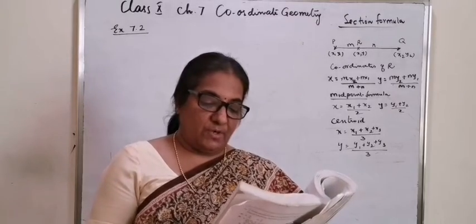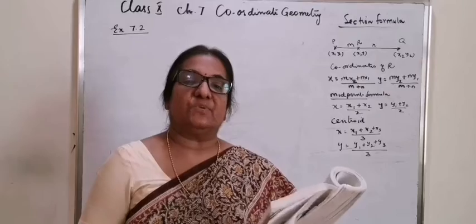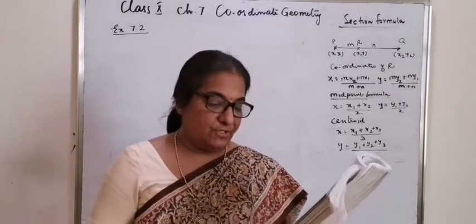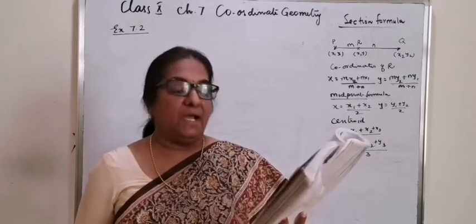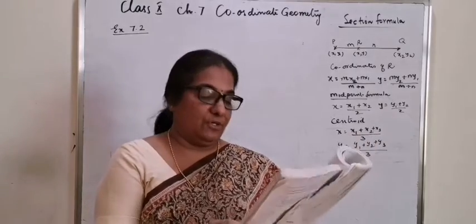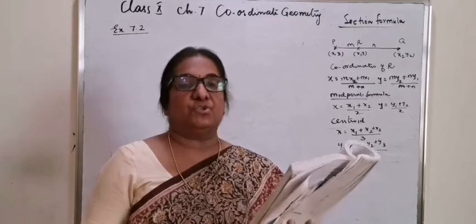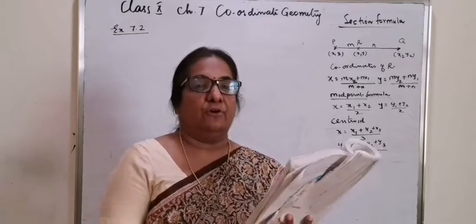Find the ratio in which the line segment joining the points. That means if you compare this with the general formula, the point P (x1, y1) is given to you, point Q (x2, y2) is given to you, and the point R (x, y) is also given to you. You have to find out the ratio, that is m is to n, or the values of m and n.